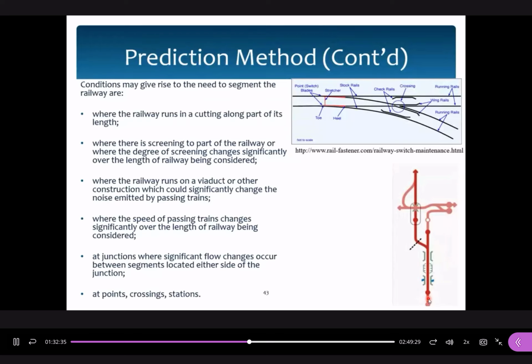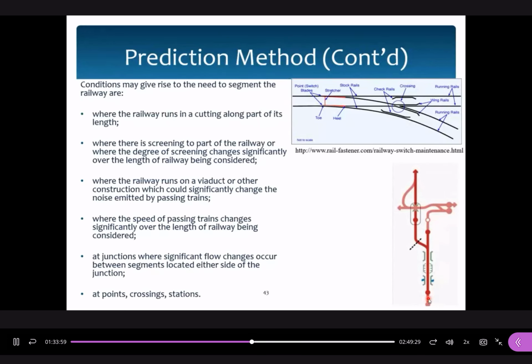And the next one, where the speed of passing trains changes significantly over the length of railway. If there is a change of the train speed, we still need to consider whether we need to derive into different segments. At junctions, at points. What is a point? Please pay attention to this one. Please look at this one. This is a point. In terms of railway engineering, a point is a mechanical switch to divert the flow. When you turn this point from this direction, we can go to this direction. So that's a point in engineering. In railway engineering, it refers to a mechanical switch. So when we consider this track, there is a point here. We may consider that this is the first segment and this is the second segment. So they just list out a number of conditions that if we encounter one of them, we may consider that we have to derive into different segments.